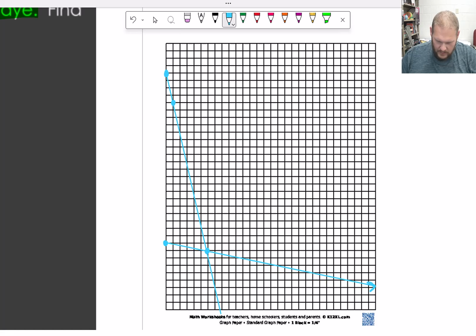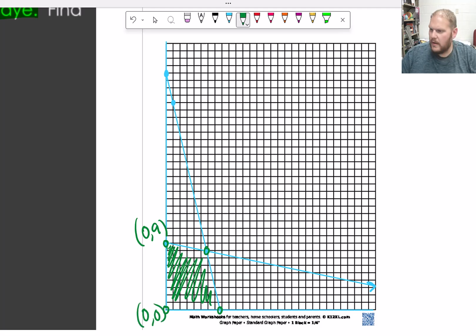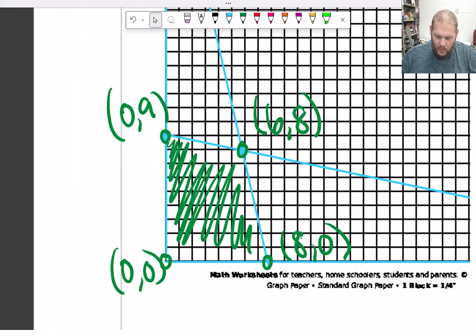And then obviously our x is greater than or equal to 0, y is greater than or equal to 0 would be there and there, just because I've given us graph paper that is just quadrant 1. So this would be our feasible region. And then our intersections, our 4 corners, our vertices, are going to be (0, 9), (0, 0), this is (8, 0), and then this is (6, 8). So those are our 4 vertices, our 4 corners of that feasible region.